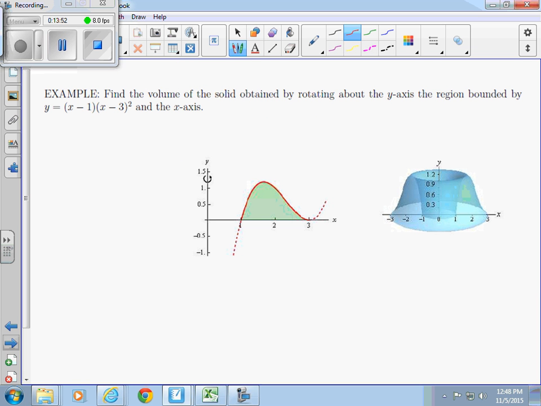Okay. Find the volume of the solid obtained by rotating that figure around the y-axis. So the region bounded by x minus 1 times x minus 3 squared and the x-axis, around the y-axis.